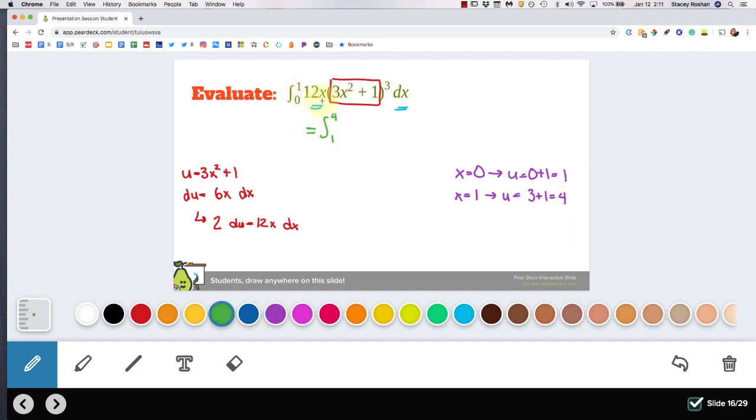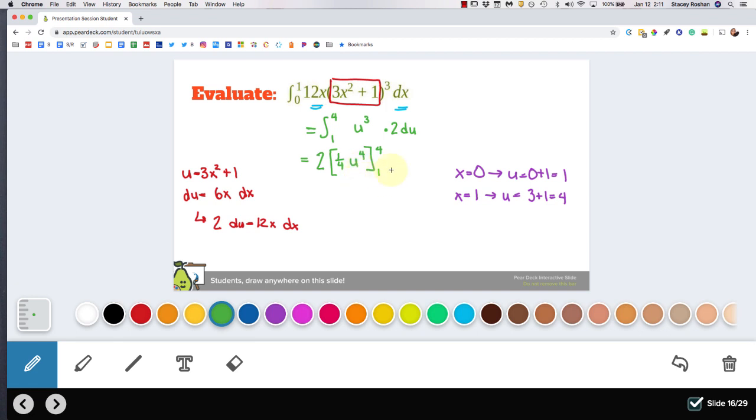I'm going to replace the 12x dx with 2 du, and then I have u to the third power. So now I'm going to just take that 2 out. I'm ready to take the antiderivative, add 1, divide by what I added, and our bounds are 1 to 4. I don't need a plus c because it's not an indefinite integral. And now I don't ever need to go back to x's because these are my u bounds, so I must keep this u. That's really important.